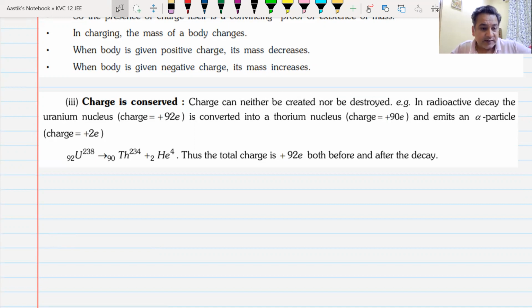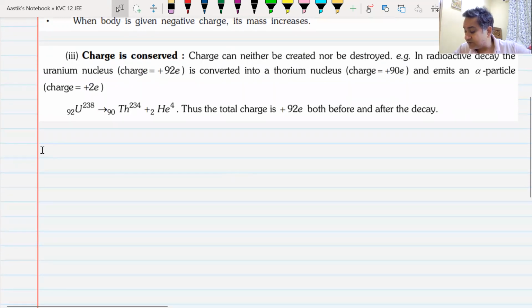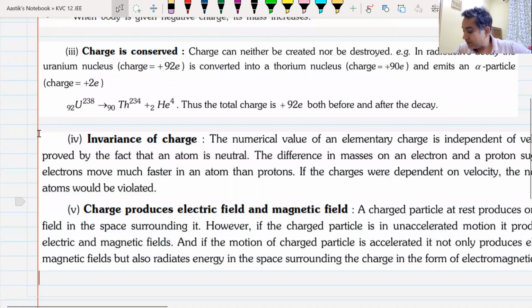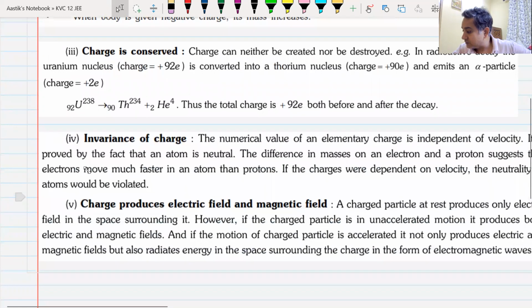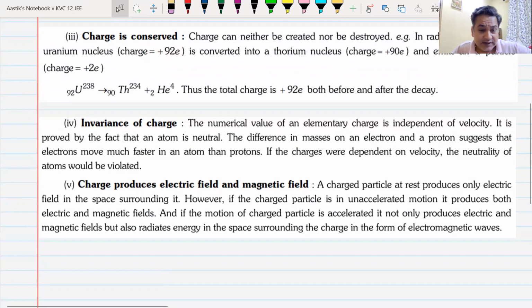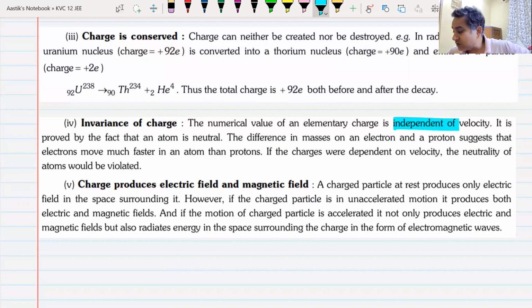Then we have got something known as invariance of charge. Have you heard this term, invariance of charge? Invariance of charge means the value of charge does not depend on velocity. The value of charge does not depend on velocity. When things move and come closer to the speed of light, the mass of the body changes, but the charge of the body does not change.